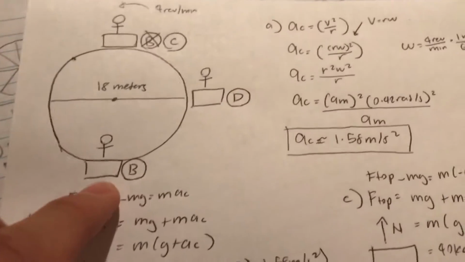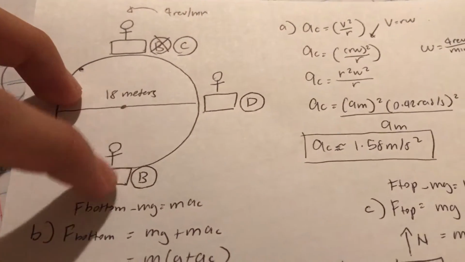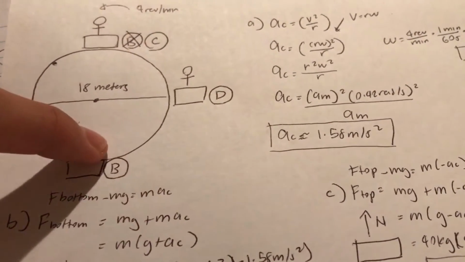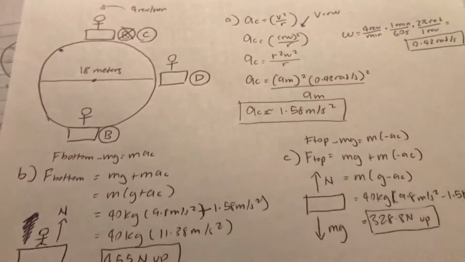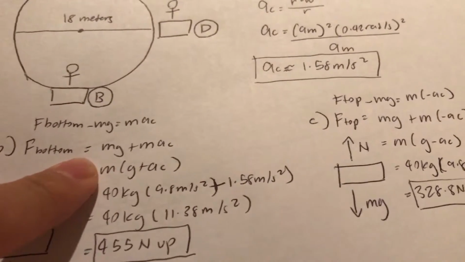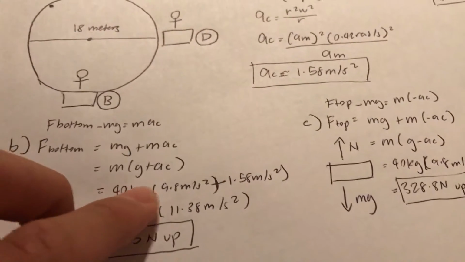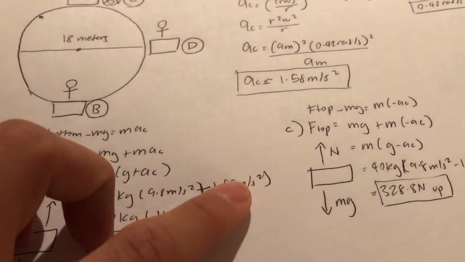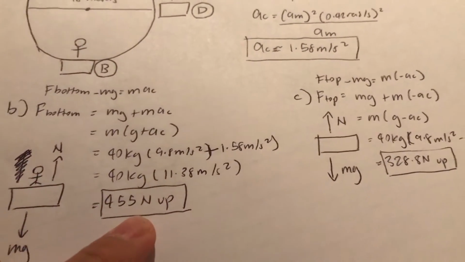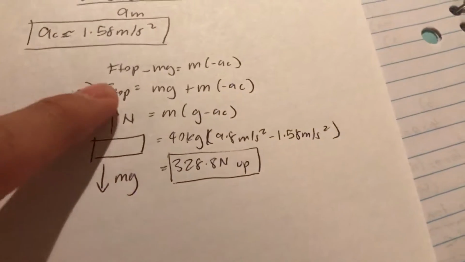And if you think about it this way, because the force of the seat pushes up, and mg pushes down, it should be equal to the mass of the object and the centripetal acceleration. So you can take out the m, do a reverse distribution, and you just substitute the known values. So 40 kilograms times the force of gravity plus the acceleration that we found in part A, and we get 455 newtons up. And part C asks for the force at the top.